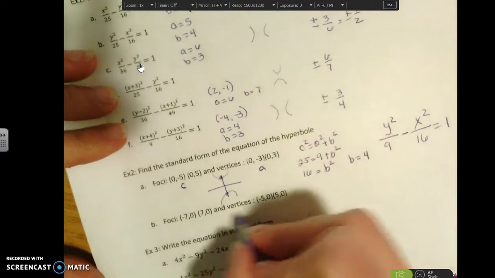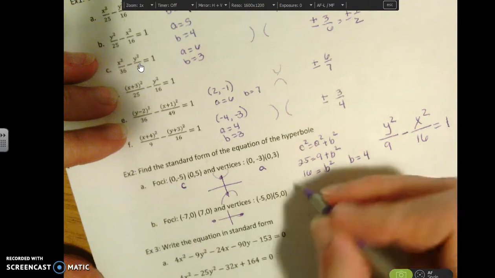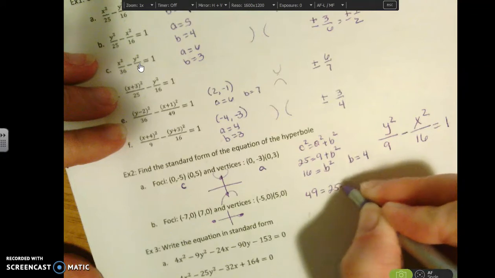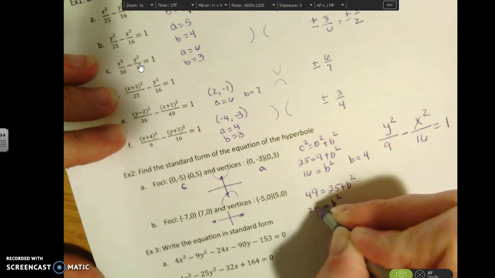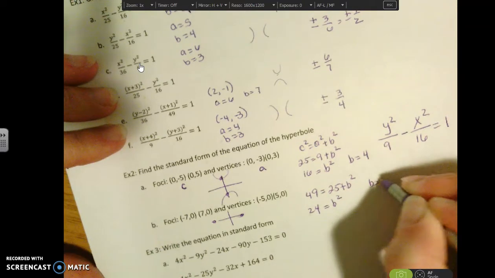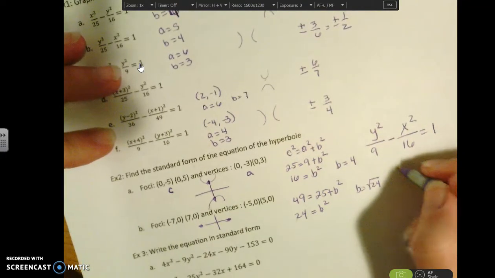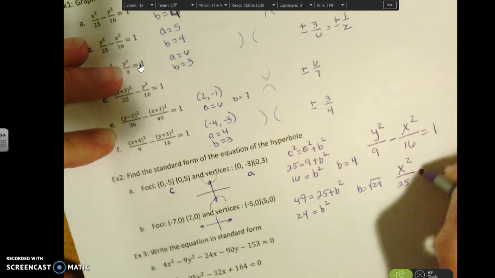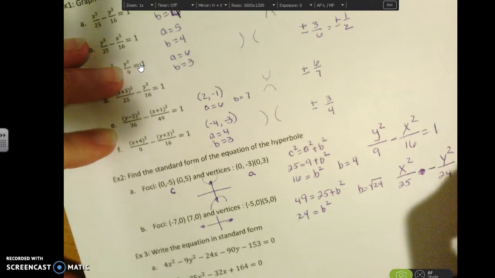Okay, so here's another one, and on this one, since 5 and -5 are my vertices, I'm going to have 49 equals 25 plus b squared. So b squared equals 24. So b is equal to the square root of 24. So when I do my formula, I know it's going to be x squared first and a is always going to go with this. Oops, I'm sorry, it's supposed to be minus, and then it's going to be y squared over 24 equals 1.